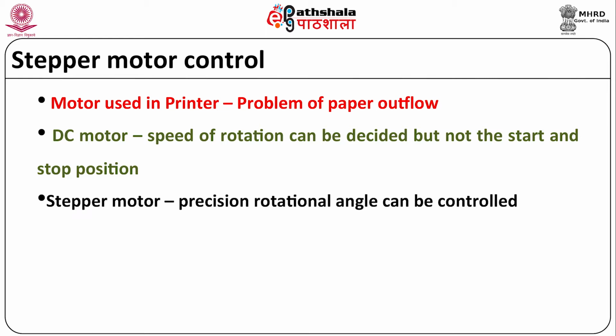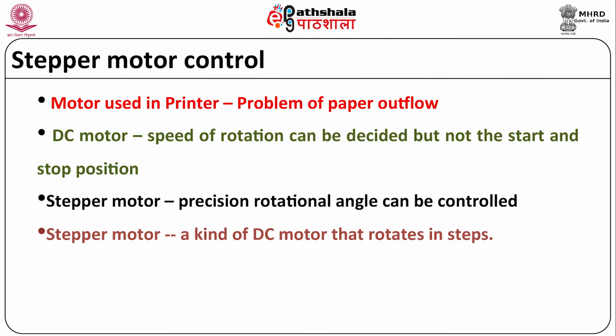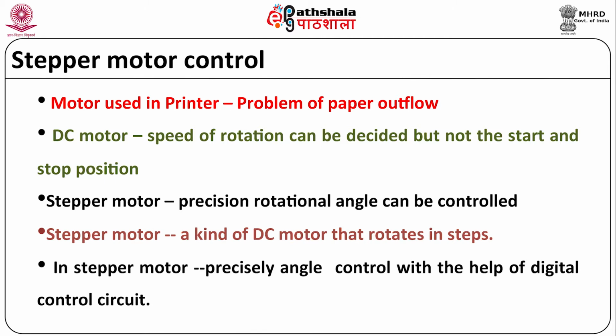A stepper motor control system is a circuit that provides the necessary current and voltage to a stepper motor so that it has a smooth operation. The stepper motor is a kind of DC motor that rotates in steps. The basic difference between a simple DC motor and a stepper motor is that with a stepper motor, it is possible to precisely position the control with the help of a digital control system.